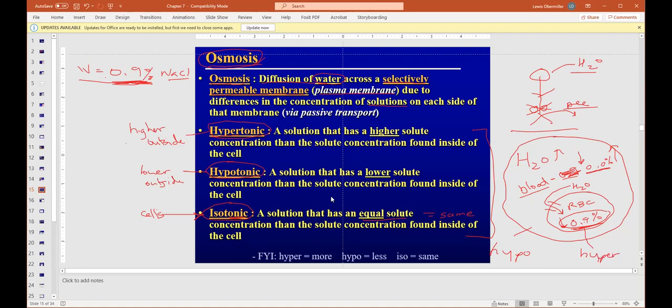hypertonic. And so when you take your tests or quizzes, make sure that you pay attention to what the question is specifically talking about, the inside of the cell or the outside of the cell. If it doesn't say, it's always the outside of the cell.